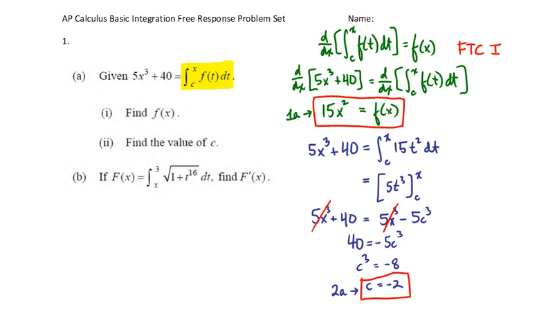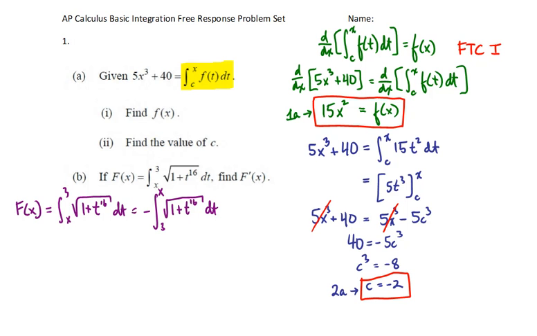This time, because our limit of integration is in the bottom, we're going to need to flip that and take the opposite sign. So if F of x is the integral from x to 3 of the square root of 1 plus t to the 16th dt, then that's equal to the negative of the integral from 3 to x of the square root of 1 plus t to the 16th dt.